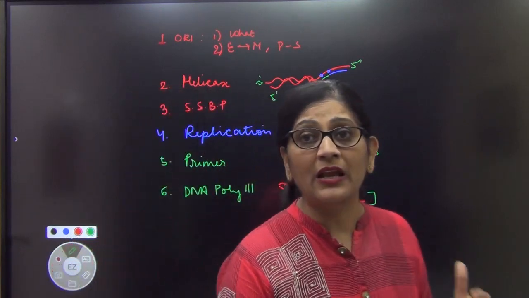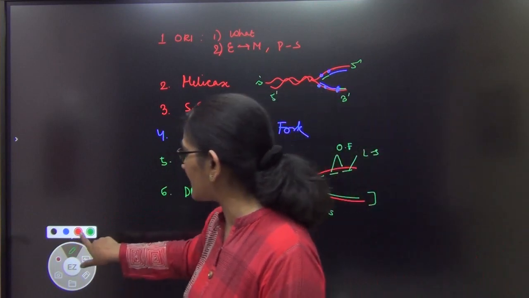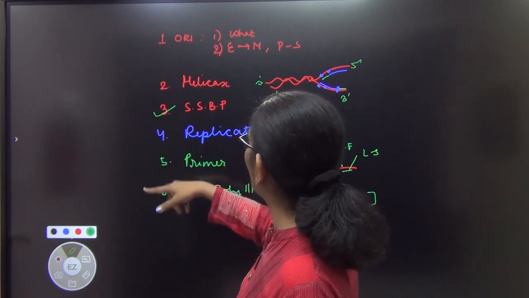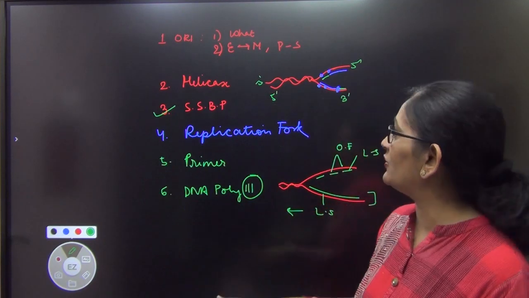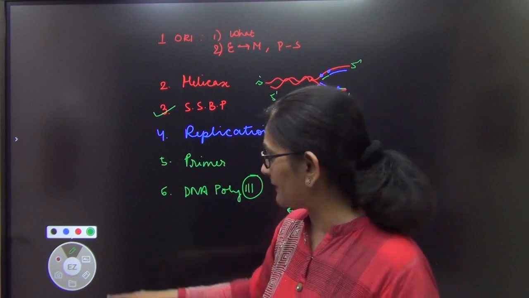So in your board exam, please be careful not to mention those points which are not in your NCERT. For example, single strand binding protein is not there in your NCERT. Then polymerase 3 and polymerase 1 and 2 are not there in your NCERT. So whatever is not in your NCERT, you will not mention in your exam.